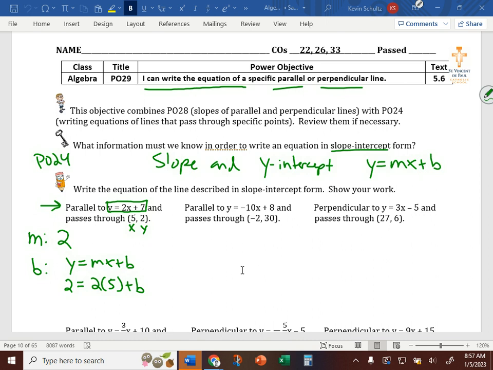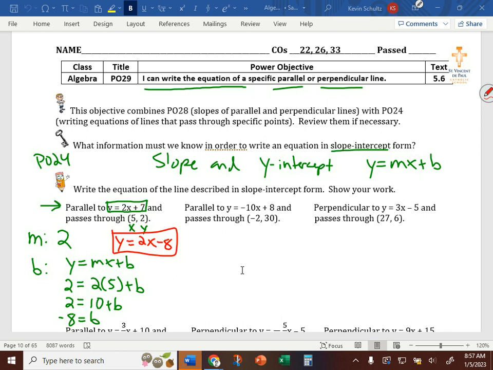So, solving this now, 2 times 5 is 10. Nathan, warning for you. Subtract 10 from both sides to get b by itself. And we get a b value of -8. Okay? So your line that's parallel to the given line will be y equals 2x minus 8.